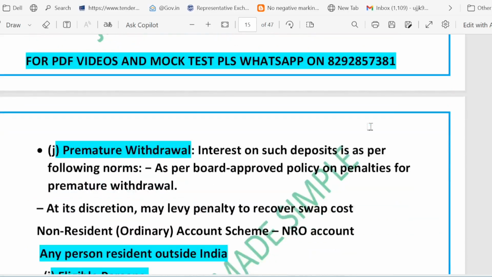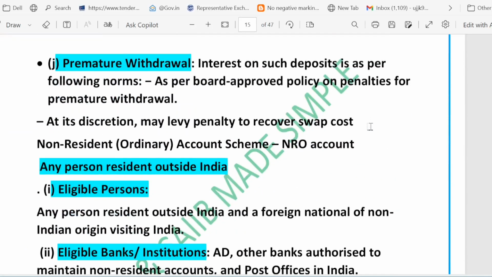What about premature withdrawal? The bank must allow premature withdrawal of an FCNR deposit on depositor request, and may charge a penalty as per its board-approved policy. In addition, the bank may levy a charge to recover any swap cost incurred, because FCNR is a foreign currency and the bank has that exposure. So yes, breaking the FD early can be costly depending on bank policy.